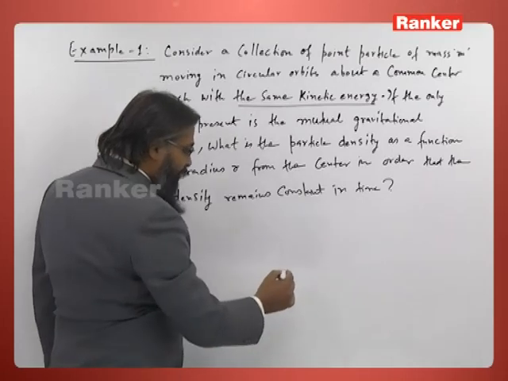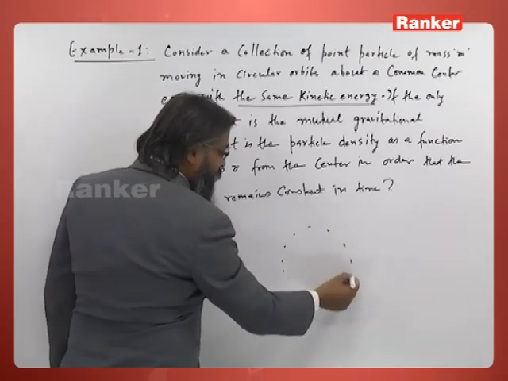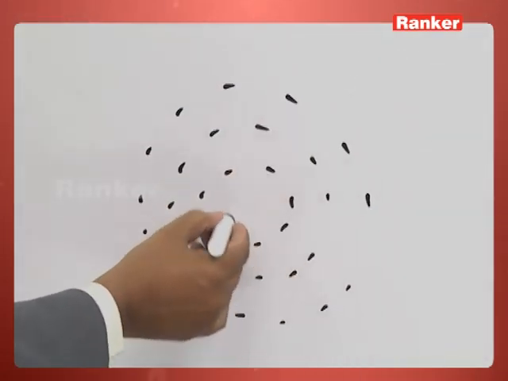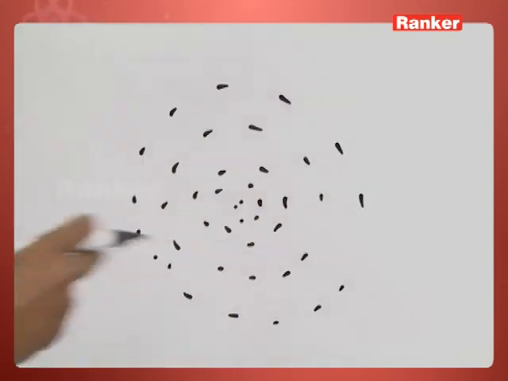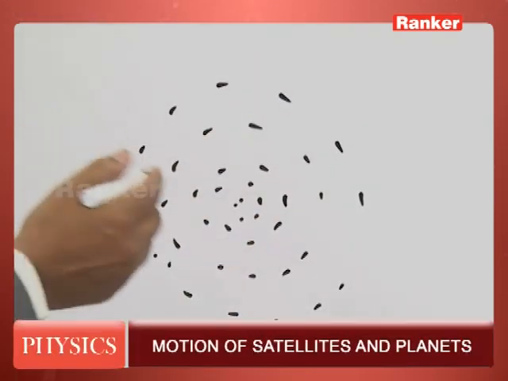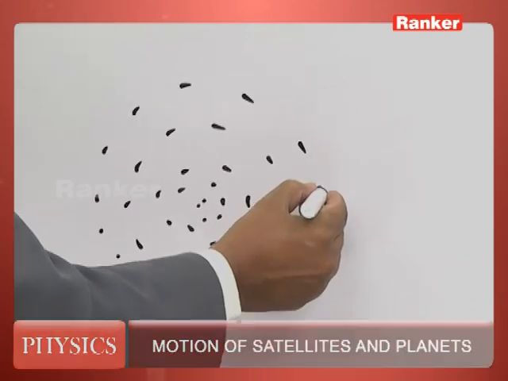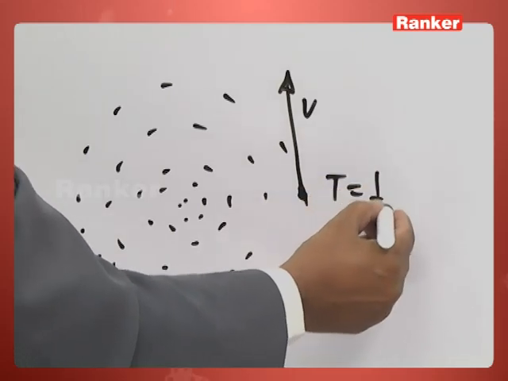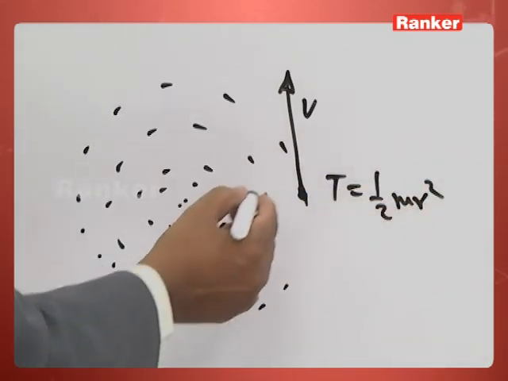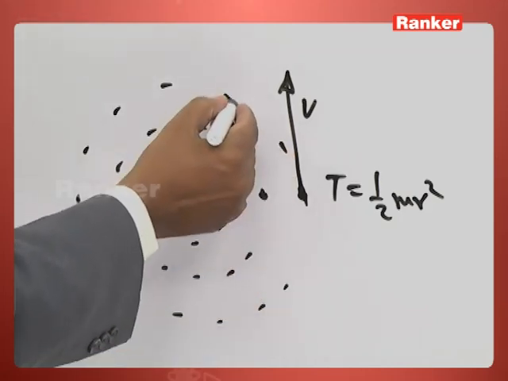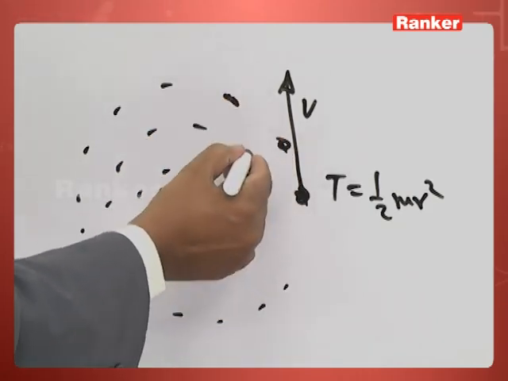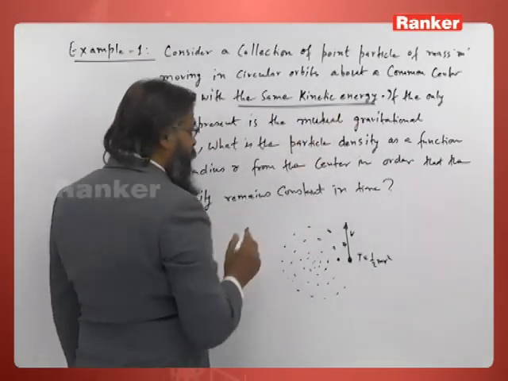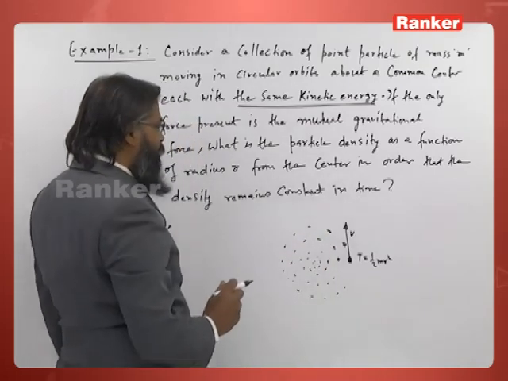So, here we have a cluster of particles which is spherically symmetric, and this cloud of particles attract each other and they are under rotation. So, suppose I say this particle has a velocity v, so that its kinetic energy T is half mv square. You see here the kinetic energy of all the particles is given to be the same, and they all are attracting each other.